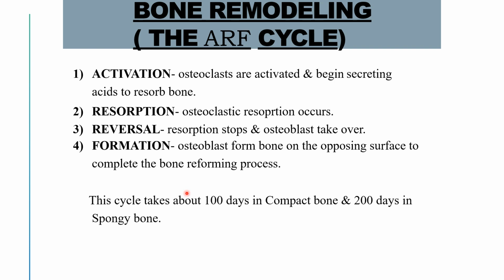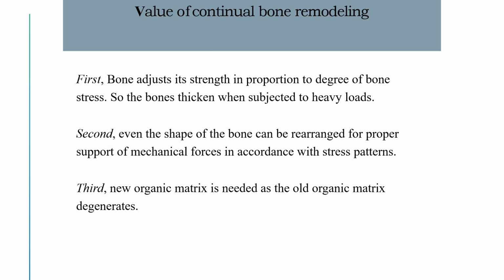So this cycle takes about 100 days in compact bone and 200 days in spongy bone. Activation, resorption, reversal and then formation. So this is the ARF cycle of bone remodeling.